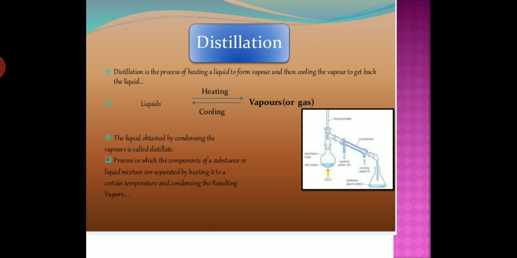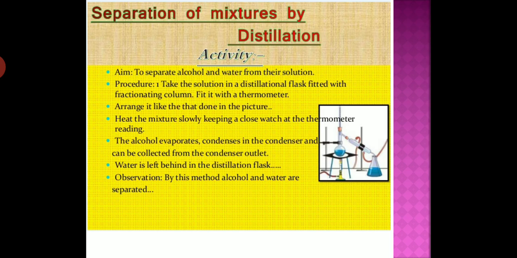The liquid obtained by condensing the vapor is called distillate. What do you mean by distillate? The liquid obtained by condensing the vapors is called distillate, and distillation is the process in which the components of a substance or liquid mixture are separated by heating to a certain temperature and condensing the resulting vapors. Understand? So how can we separate a mixture by distillation? You can see this picture. If you want to separate alcohol and water from their solution, how can you do it? How can you separate them?